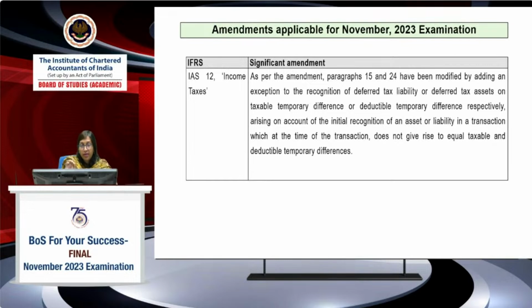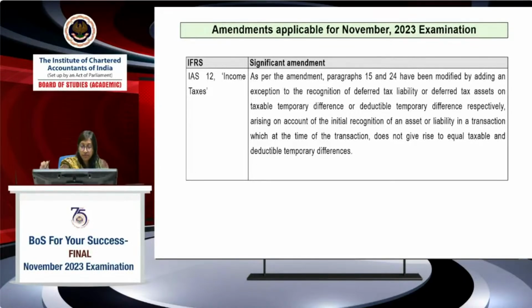When it is giving equal taxable and deductible temporary difference, suppose in case of lease, whenever you calculate the lease liability and you pass an entry, ROU asset debit to lease liability. In such a situation, your amount is the same. It is giving rise to equal taxable and deductible temporary difference. So this situation does not require any recognition of deferred tax asset. However, where there is a difference, where the amount which you are debiting and the amount which you are crediting is not similar.